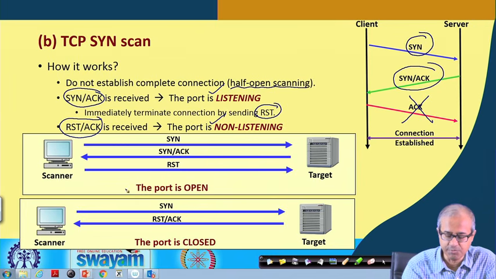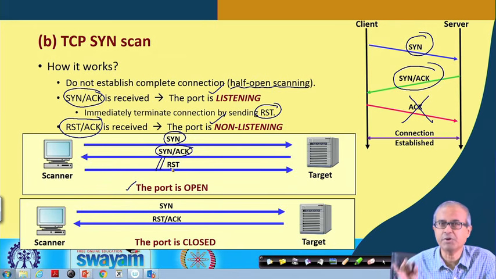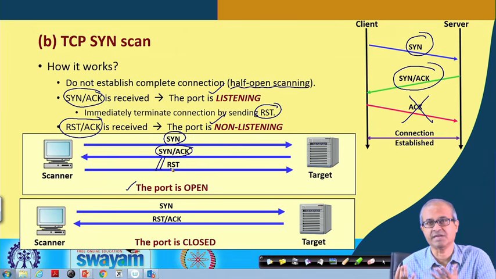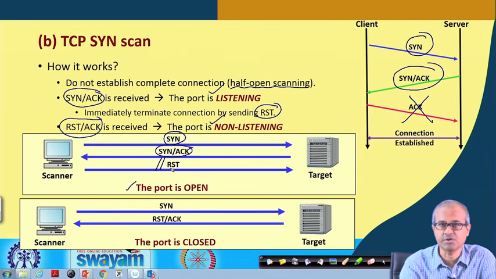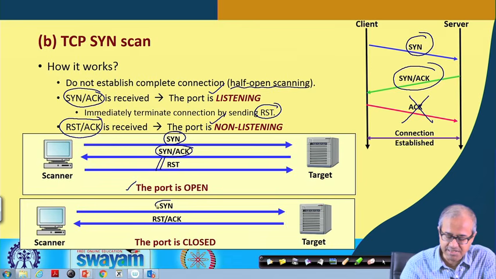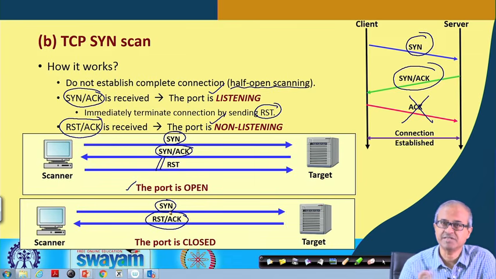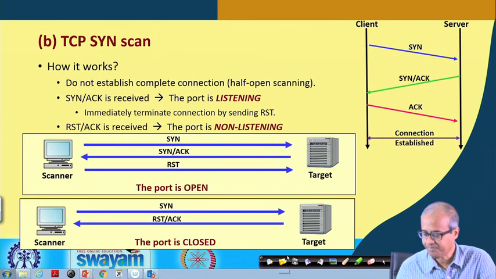In the first case, when the port is open, you send SYN, you get back SYN ACK, and you immediately terminate the connection by sending reset. You do not allow the connection to complete, because your objective is not to complete the connection, just to see whether the port is open or not. If the port is closed, then if you send SYN, you will get back a reset acknowledgement. That is how this works.